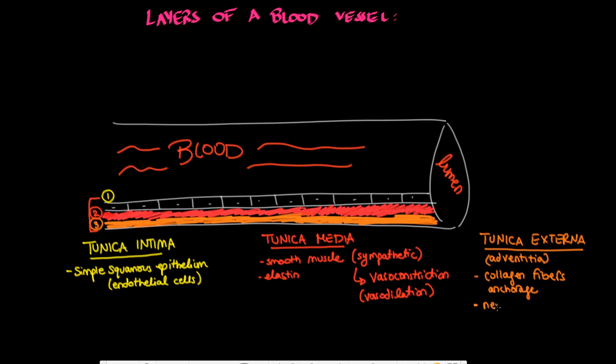and nerve fibers, elastic fibers, and lymphatic vessels can also communicate with the blood vessel through this layer. Okay, so these are the three layers of a blood vessel.